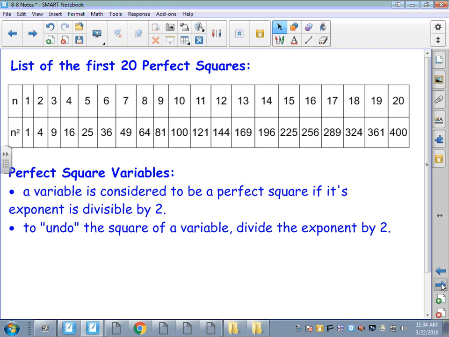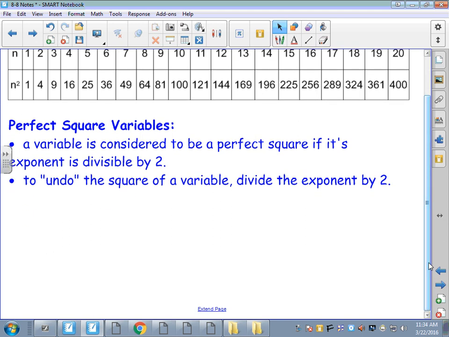So those are perfect squares of numbers. So you'll be looking for that as the second term or maybe the first term, just depending. So how do you know if a variable is a perfect square? A variable is perfect if its exponent is divisible by 2. If you think about it, squared means to multiply by itself. So x times x is a perfect square of x.